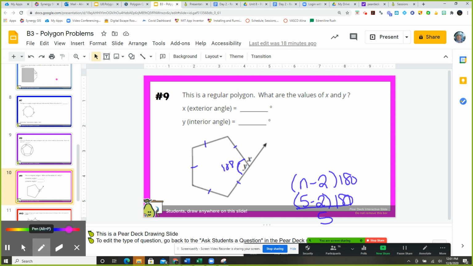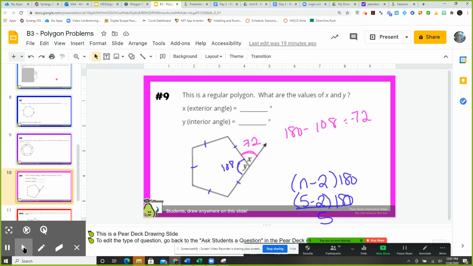And then how do I find that exterior angle, the x? Subtract it from 180, right? Sure. 180 minus 108 equals 72. Everybody got that? So we can find the exterior angle by doing 360 divided by the number of sides. We can find the interior angle either by finding its supplement or by doing n minus 2 times 180 and then dividing by the number of sides again.